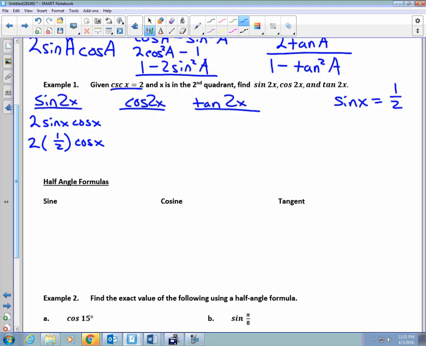Oh no, I don't know what cosine is. Bueller.